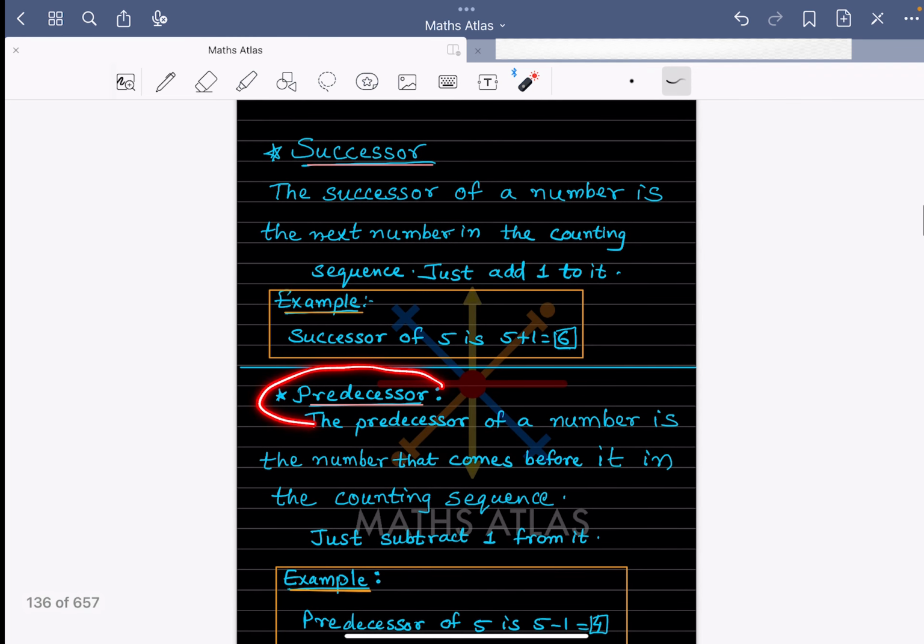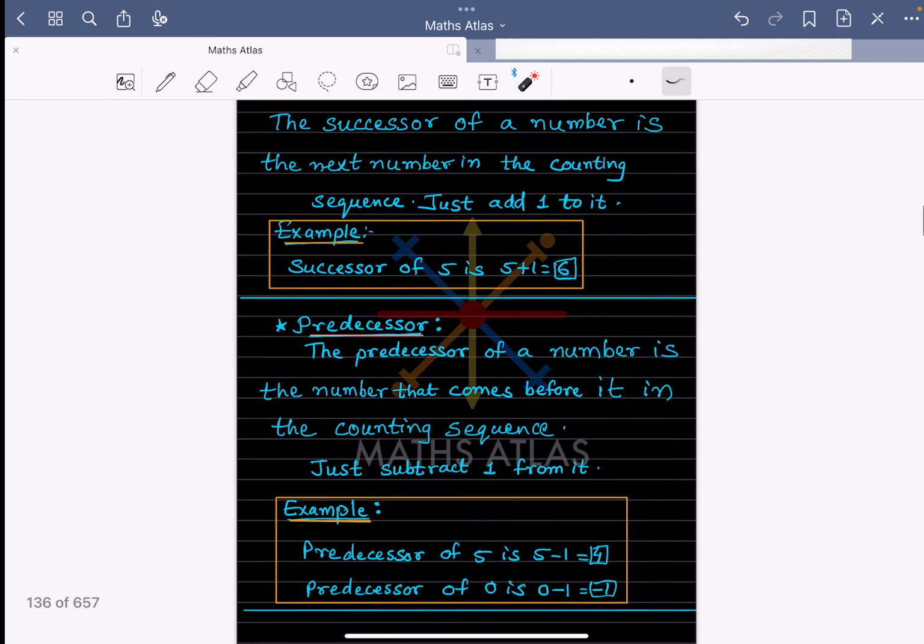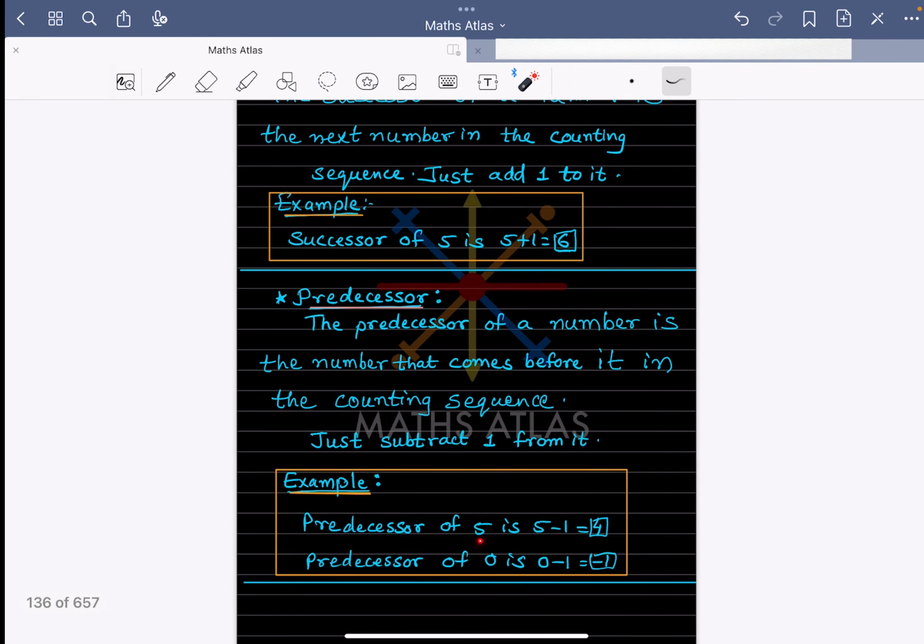Now the predecessor. What do you mean by pre? Pre means before. So what is that? The predecessor of a number is the number that comes before it in the counting sequence. So here we added 1, but here we have to subtract 1 from it. So now see, suppose here I give the example 5. So predecessor of 5 is 5 minus 1, that is 4. And one more important thing over here, predecessor of 0. Many of them get confused over here for 0. So 0 minus 1 is going to be minus 1.